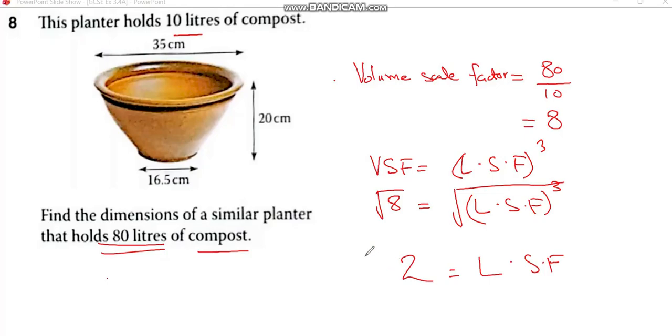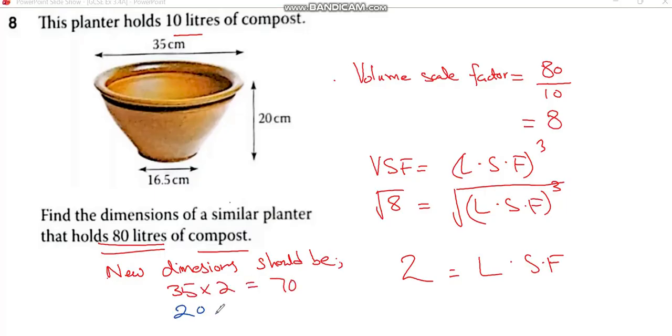This means if we want to increase the capacity to 80 liters, we need to increase the dimensions by 2 times. So the new dimensions should be like this: 35 times 2, that will be 70, and 20 times 2 will be 40, and 16.5 times 2 will be 33. So to increase the capacity to 80 liters, we increase the dimensions by 2 times to get the new capacity.